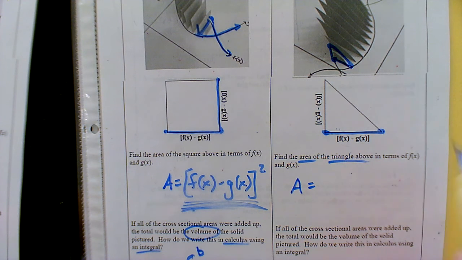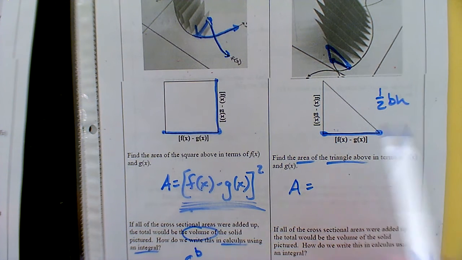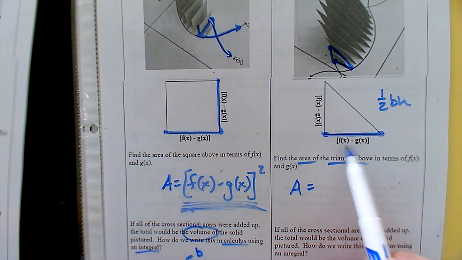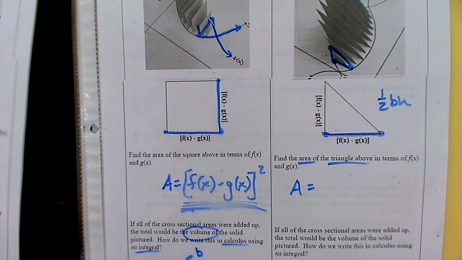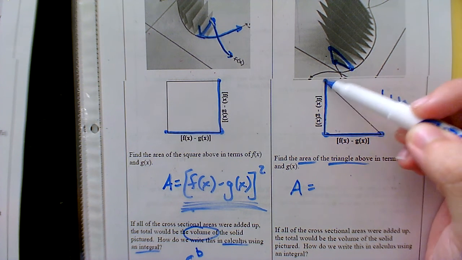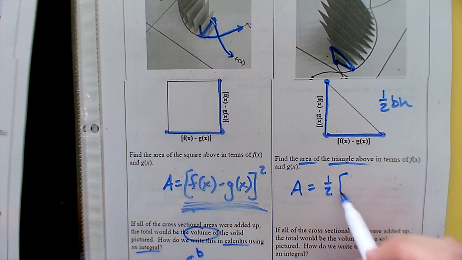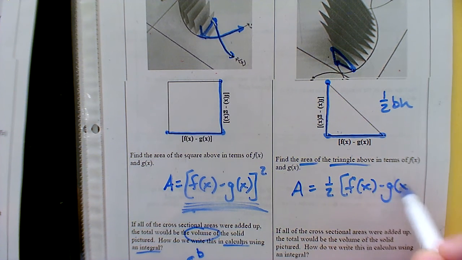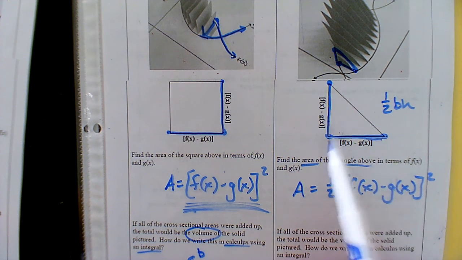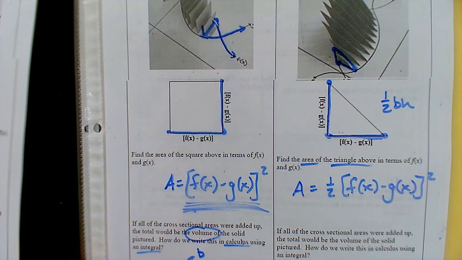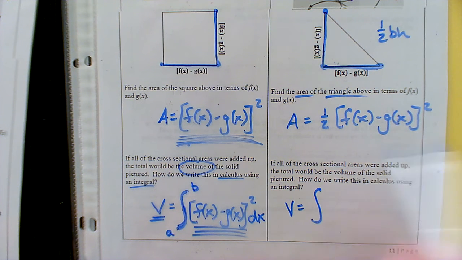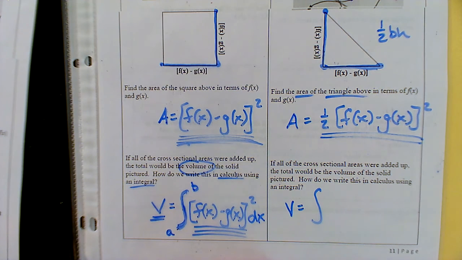Good, Caitlin? 1/2 base times height. Okay, so notice how the base is that f of x minus g of x, top function minus bottom function, but that is also the height as well. So we would have 1/2 and then f of x minus g of x squared, because we're multiplying the same base and height together. Does that make sense? 1/2 base times height? Okay, so if each cross-sectional cut of this object was an isosceles right triangle, to figure out the volume, we would have to integrate the area of that isosceles right triangle.